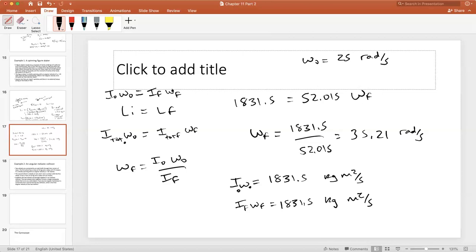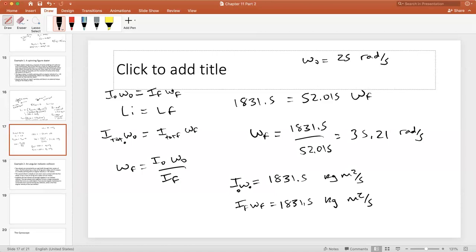Pretty straightforward. There's a couple of these in your book. One shows a person sitting in a chair with weights in their hands, and they spin around and then they pull the weights in and the chair spins faster. You can prove it to yourself pretty easily by doing that experiment at home. Put something heavy in each hand and spin around and then pull it in and see if you increase your speed.